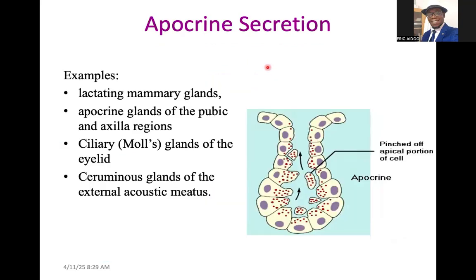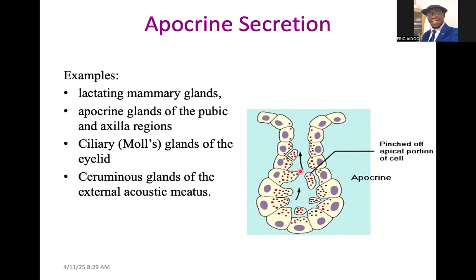Then you also have apocrine secretion. Examples: lactating mammary glands, apocrine glands of the pubic and axillary regions, ciliary glands or glands of Moll in the eyelid, ceruminous glands of the external acoustic meatus. That's the thick substance you sometimes pick from your ears. So that secretion is by apocrine.